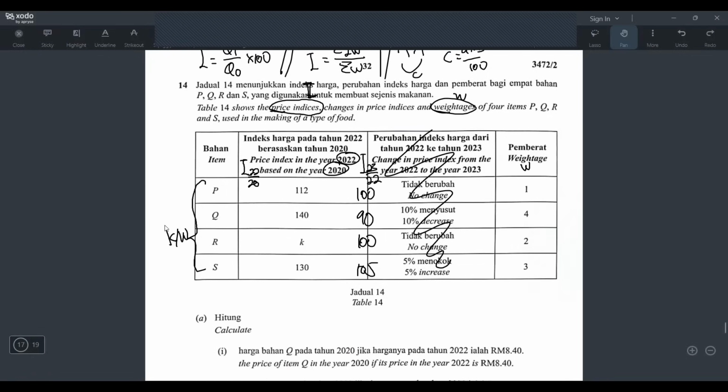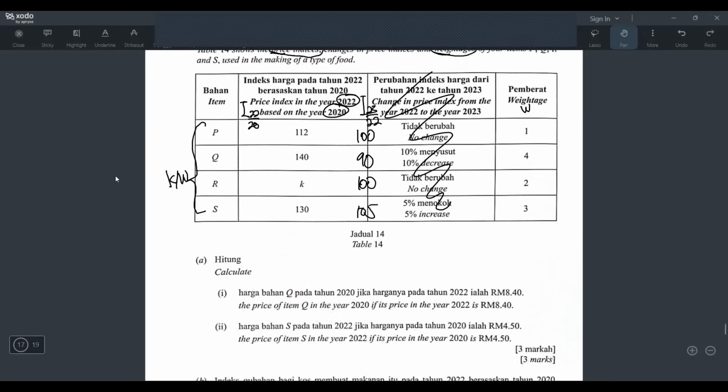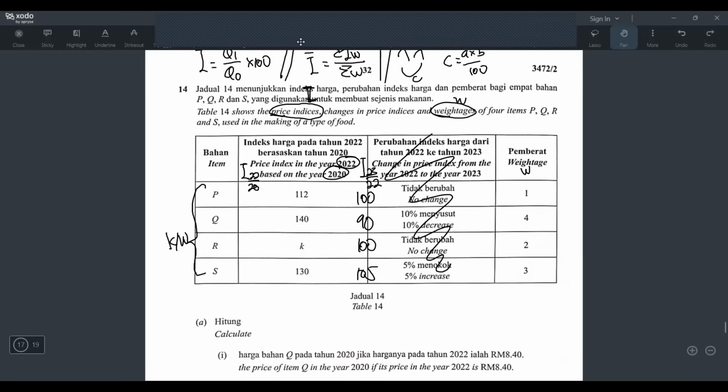Okay, let's do question number 1. Calculate price. Confirm first formula. When you find price, remember, you must use the first formula. Do I have any space here? Okay, let's do it here. So for question 1, I already know I confirm use the first formula, this one, right?